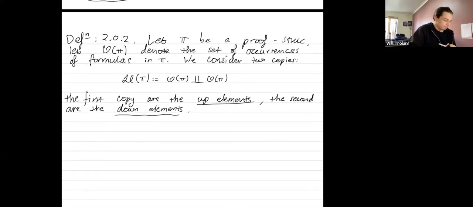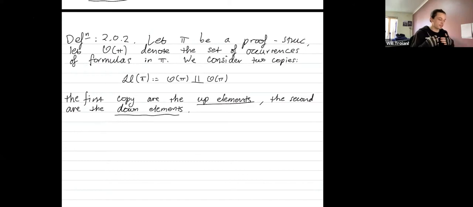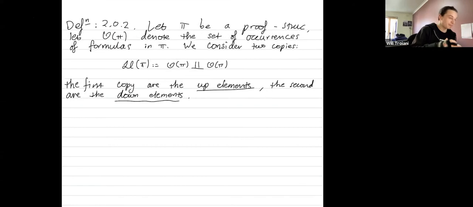Okay, cool. So what we're going to do is introduce two copies of all of the occurrences of formulas inside the proof structure, right? And these are going to be the up elements and the down elements. I literally just need two different copies of it, because as we're following this trip around, we're going to be on one side of the proof structure. As we're moving in one direction, that's going to be the up, and as we move in another direction, that's going to be the down. So I'm going to create paths out of these pairs.